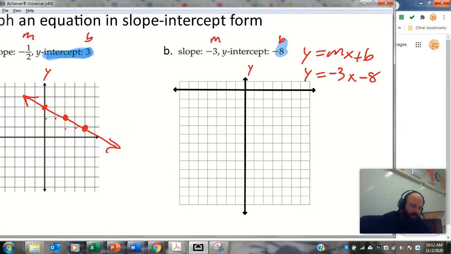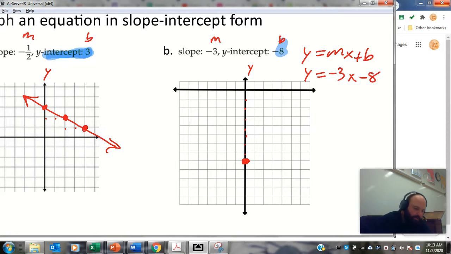Remember, b we're going to say stands for beginning, and that is on the y-axis. You need to go down 8. 1, 2, 3, 4, 5, 6, 7, 8. So that puts us right there. So we went down 8, and we put a big red dot. Now from there, we're going to count our slope.